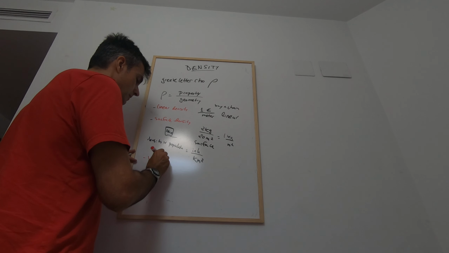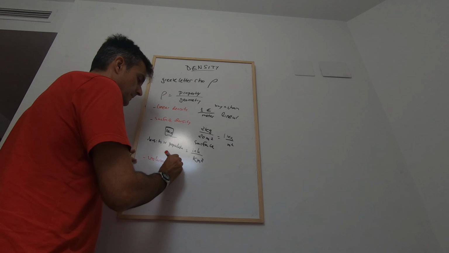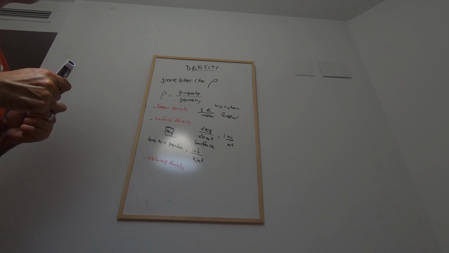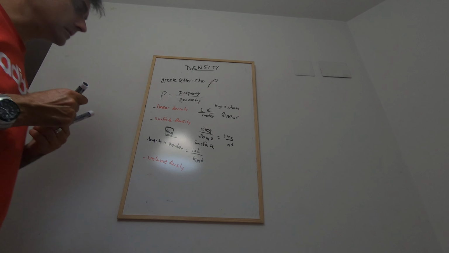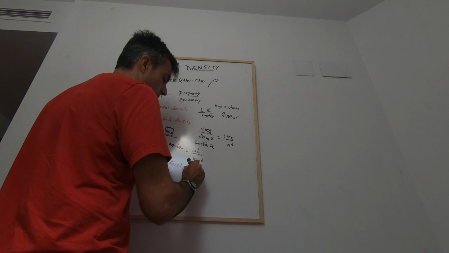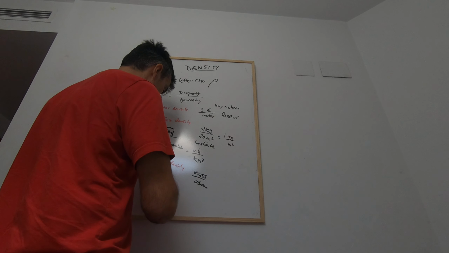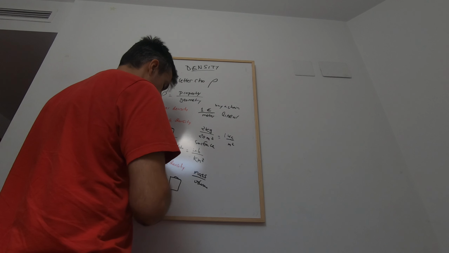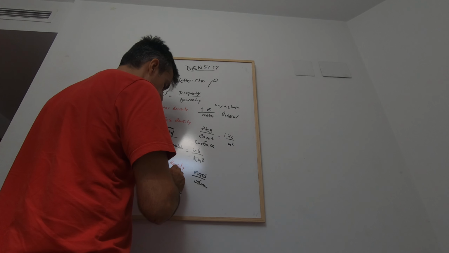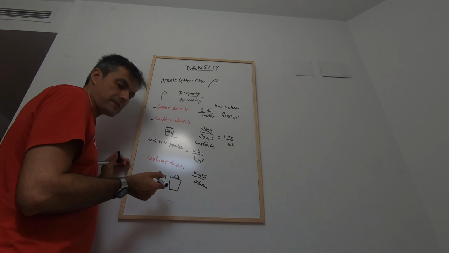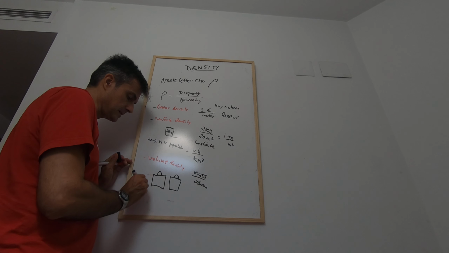And volumetric density, or volume density, which is more common, is mass divided by volume. Mass divided by volume. For instance, you have two suitcases. They have the same geometry. Well, one you find heavy, and the other one you find light.